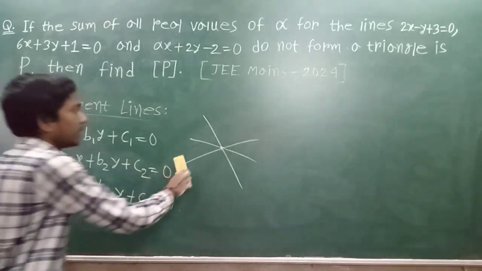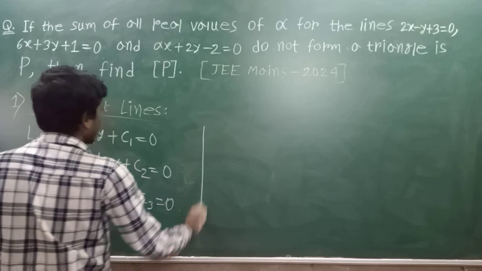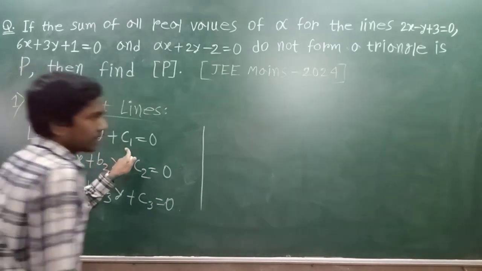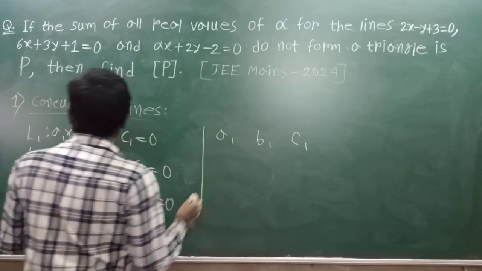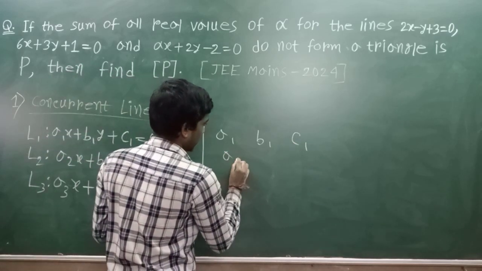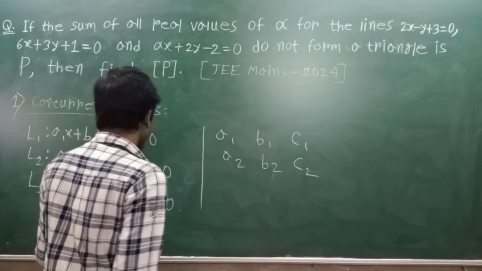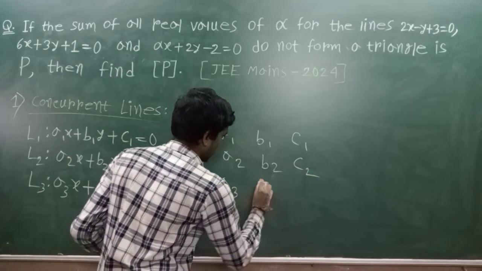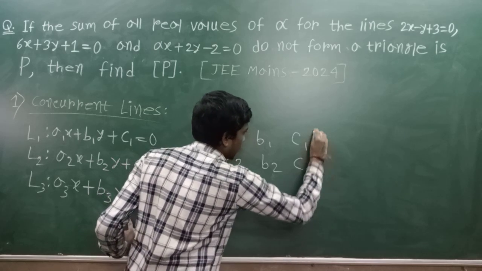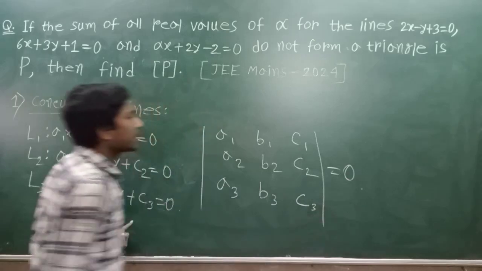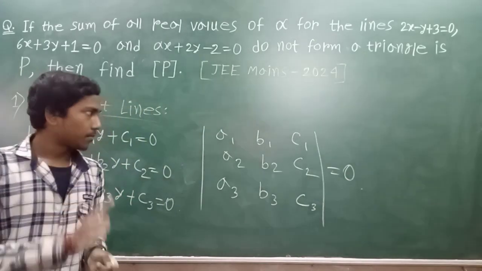It means if the determinant with rows A1, B1, C1; A2, B2, C2; and A3, B3, C3 is equal to 0, this implies that these three lines are concurrent. It means these three lines pass through one point.